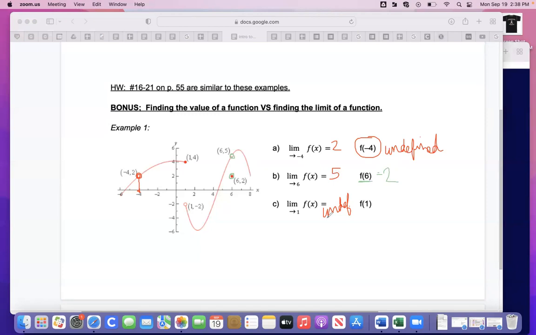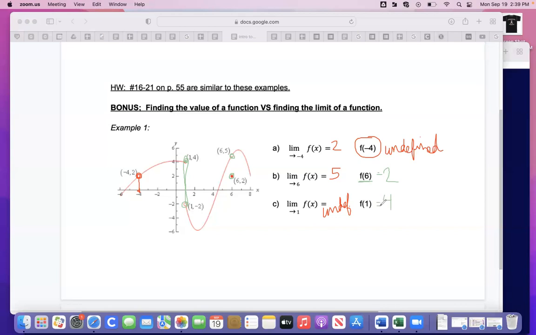So the next one, the limit as we approach 1, remember we said it was undefined because it had this gap in it. Not a hole, it's a gap. But what would the value at 1 be? So again, here's 1. And if we look at this, you can see this is an open hole, so it's not equal to -2. Here's your closed hole. So the value of the function at 1 is equal to the number 4.